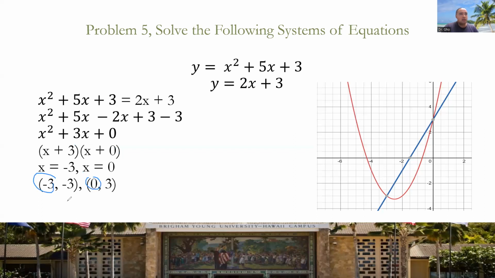You can take those x values, plug them into either one of these two equations. It doesn't matter which one. The linear one might be a little bit faster. You plug that in there, you'll end up with your y value. So if we take -3 times 2, that is going to be -6. -6 plus 3 is -3. That gives us the first pair of solutions.